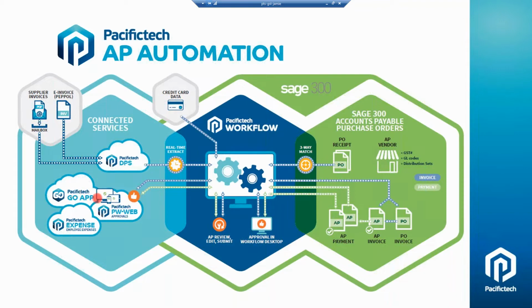Right, and as each person does their approvals, it updates the system in real time. When the final approval's done, then Payables Workflow pushes it over into Sage 300 automatically. All right, so that's really that process.